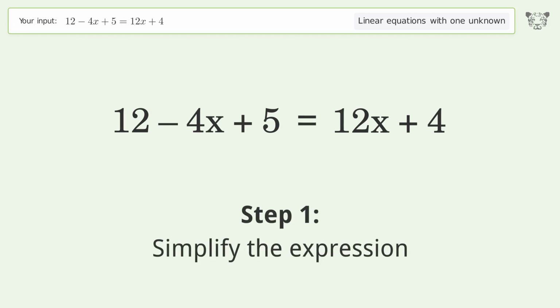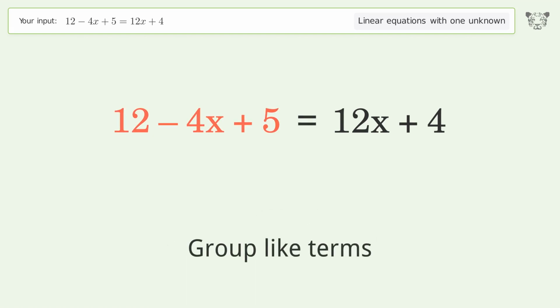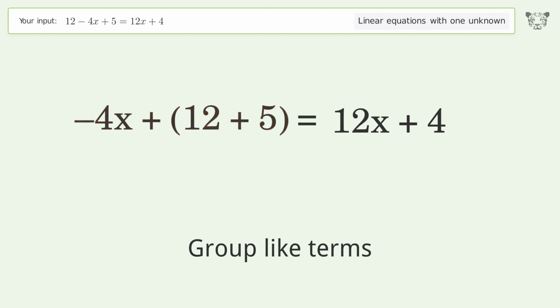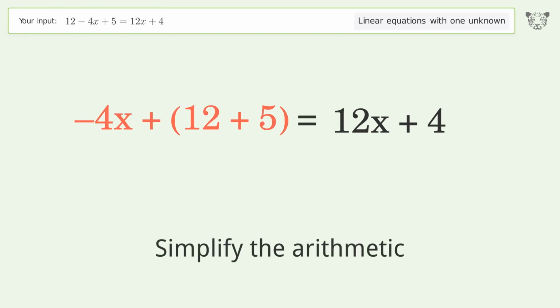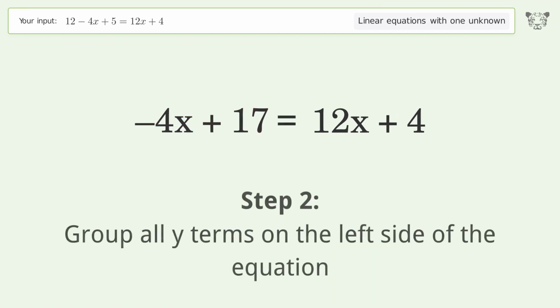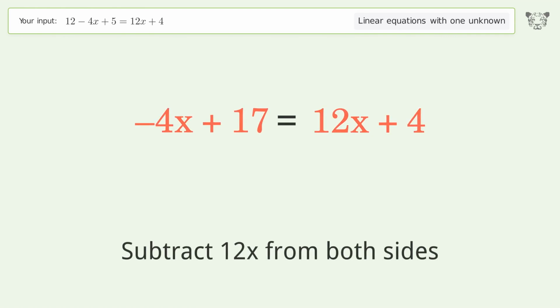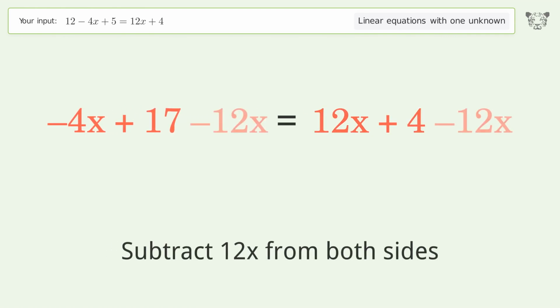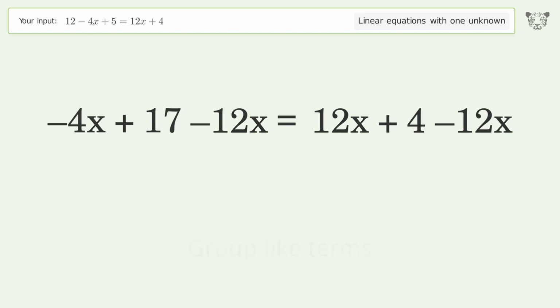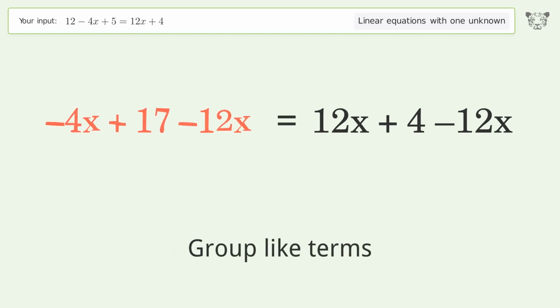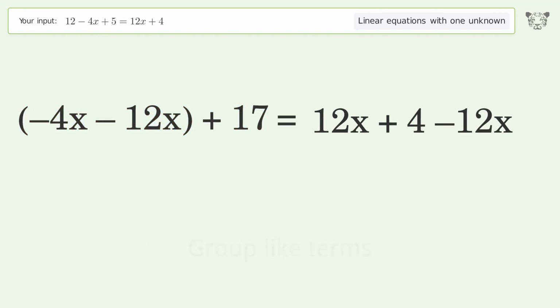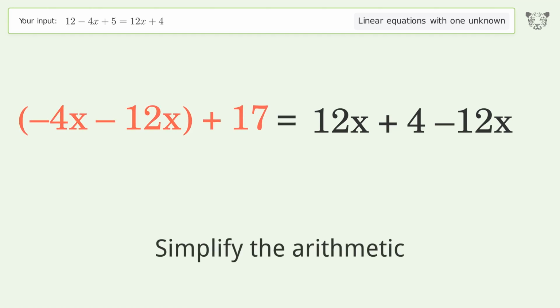Simplify the expression. Group like terms. Simplify the arithmetic. Group all y terms on the left side of the equation. Subtract 12x from both sides. Group like terms. Simplify the arithmetic.